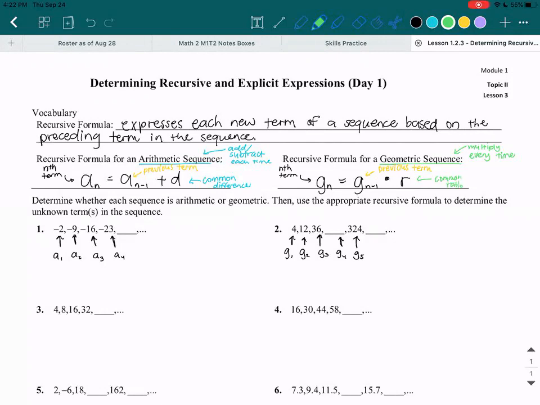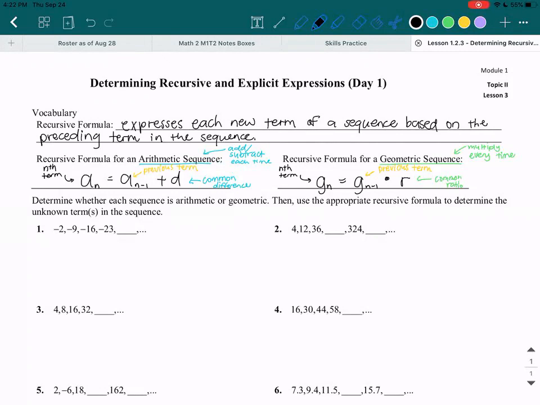So if you're not done writing it, you can pause it and you can replay it as many times as you like, but we're going to move on now. So let's go on to number 1 and 2, starting with 1, of course. Okay, so in number 1, we have to determine whether each sequence is arithmetic or geometric, then use the appropriate recursive formula to determine the unknown terms in the sequence.